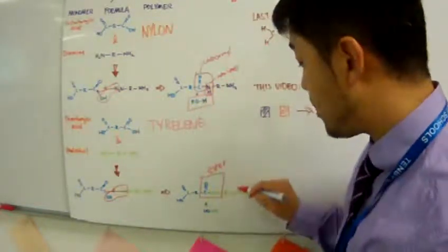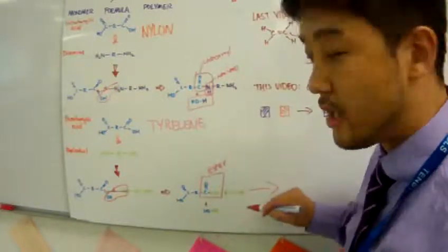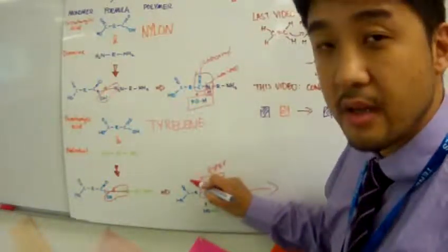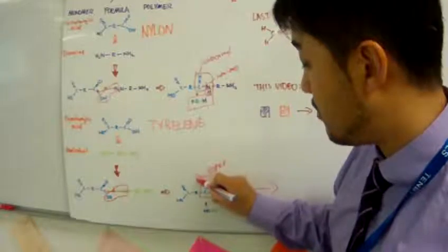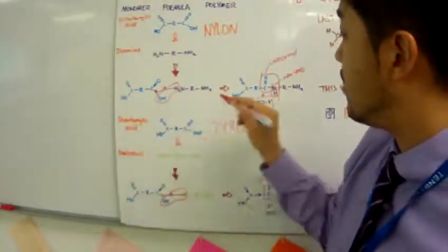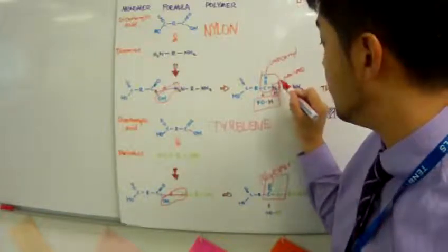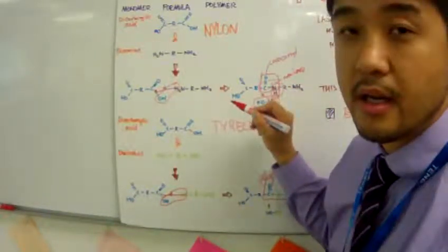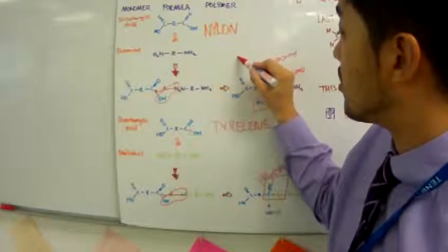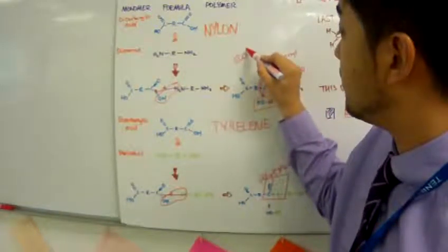Right? So when you form long chains of terylene, terylene is going to become a polyester, whereas nylon, having this amide group, is now called a polyamide. Polyamide.